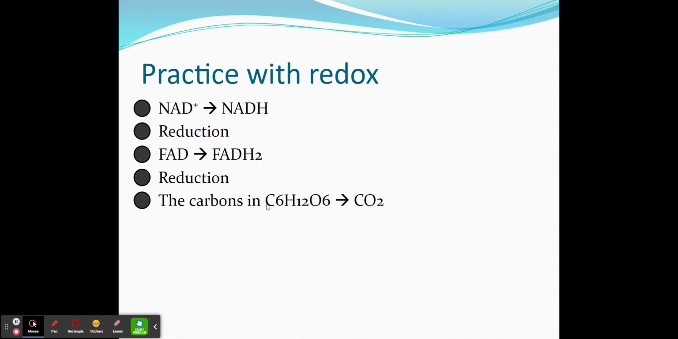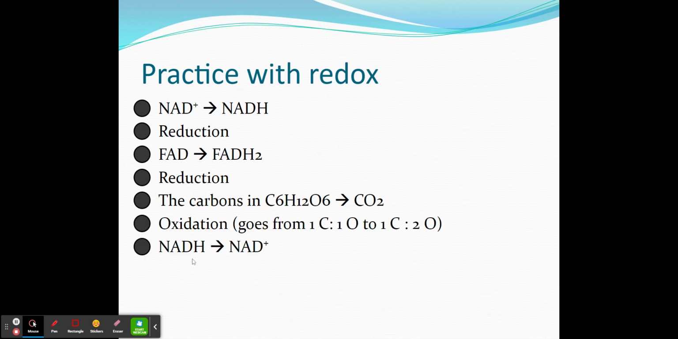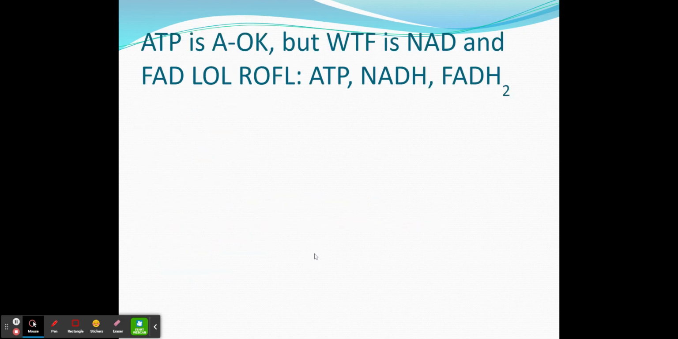What about the carbons here? This is what I mentioned earlier, we're going from 1 to 1 to 1 to 2. Now there's more oxygens per carbon, so that's an oxidation. This is the opposite of this first process. So if this was a reduction, this must be an oxidation, because we're losing hydrogen.